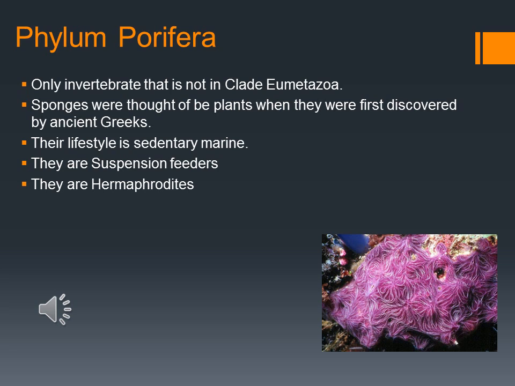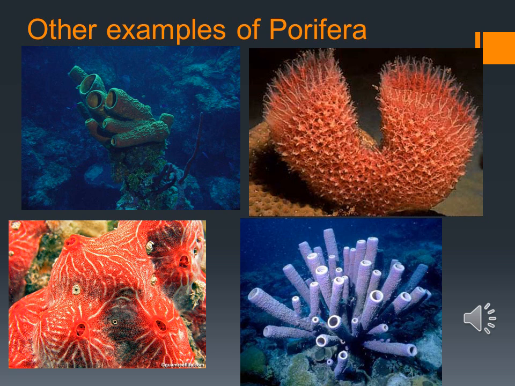When the ancient Greeks first discovered sponges, they thought that they were plants. Sponges are sessile, lack true tissue and organs, and are suspension feeders. They pull water into their pores through their spongocoel and expel it out through an opening called their osculum. Sponges are hermaphrodites, which means they possess both male and female characteristics. Here are a few examples of sponges in Phylum Porifera.